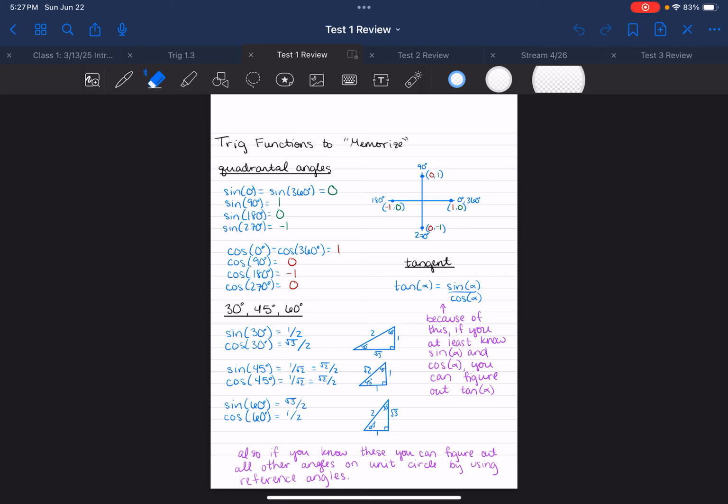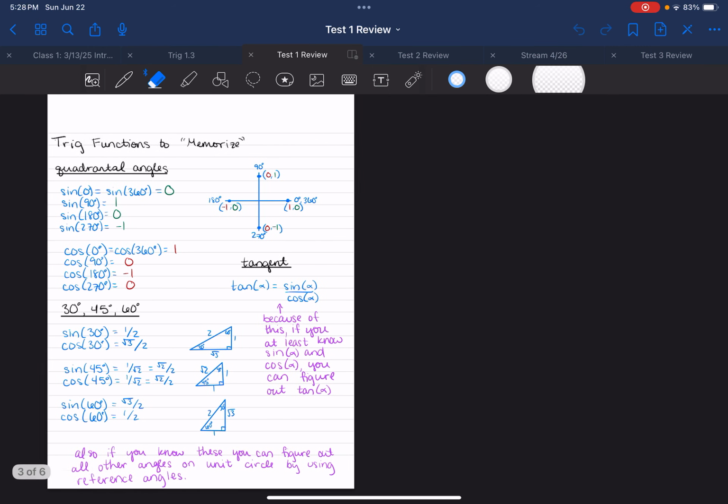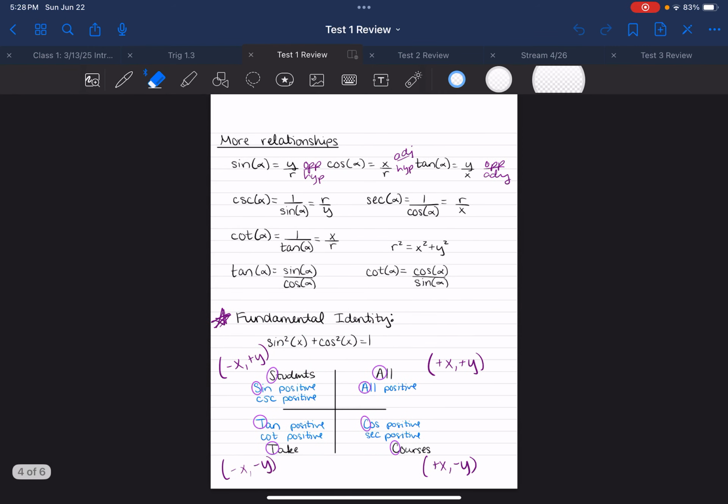I might write something down in a second about this, but I'm just going to run through for a little bit and then I'll look over the notes as well. Also remember that you can find other angles on the unit circle by using reference angles, and I'll come back to that in more detail.